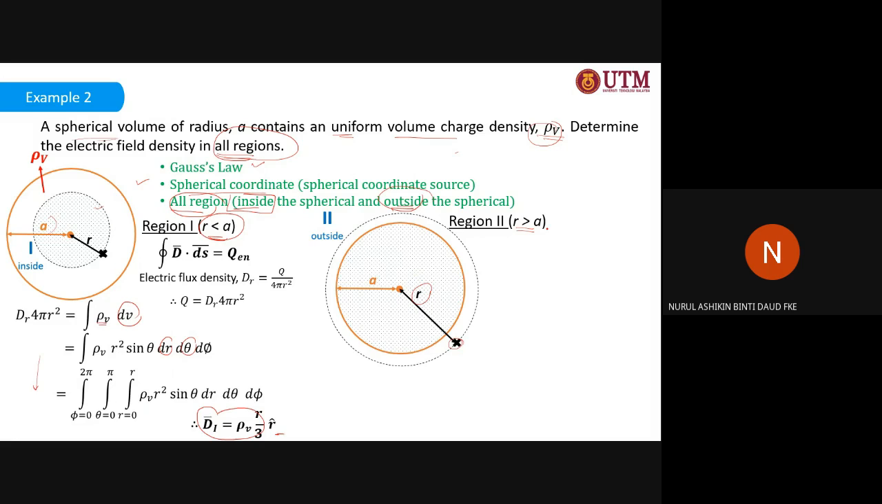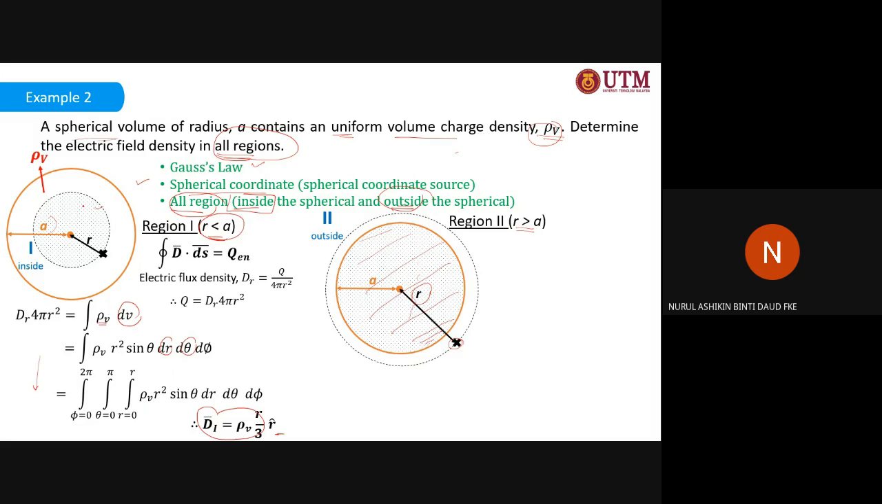If r is bigger than a, it will be outside the sphere. So when r is bigger than a, which is outside the sphere, the electric flux will be contained only inside this area. There will be no electric flux here. So the electric flux area will be limited only by this sphere. Here there is no more electric flux, because when it is outside of the area, it is outside from the electric source, so there will be no more electric flux, right?